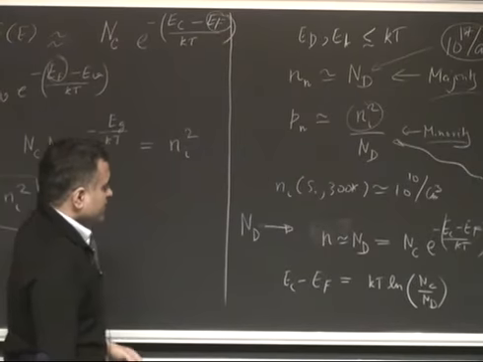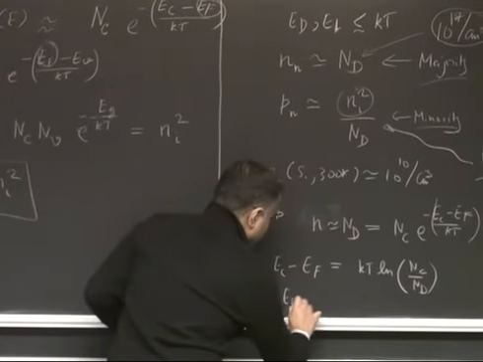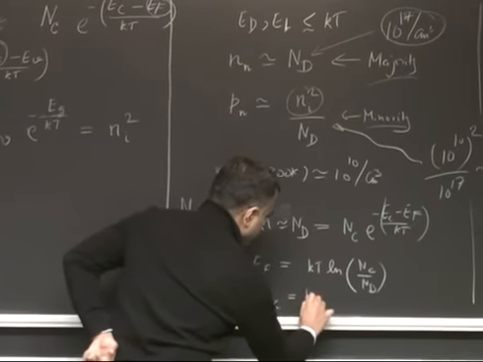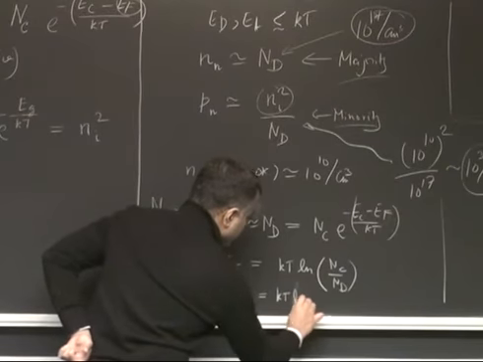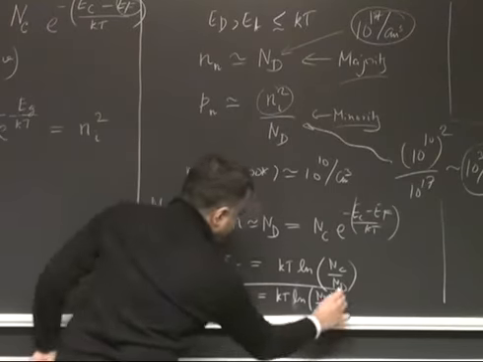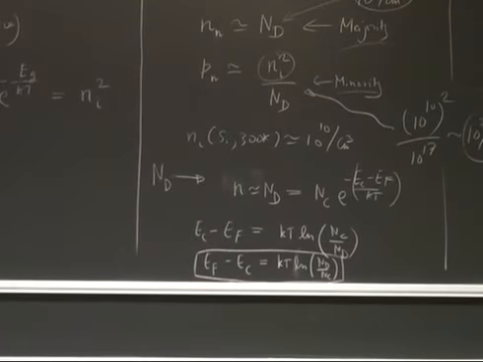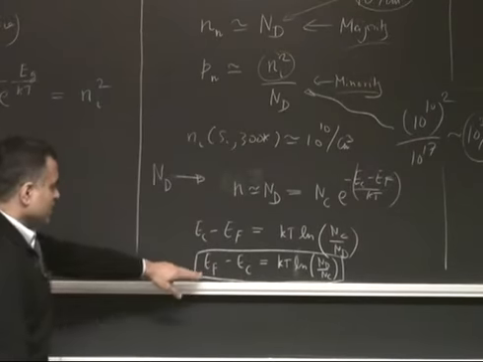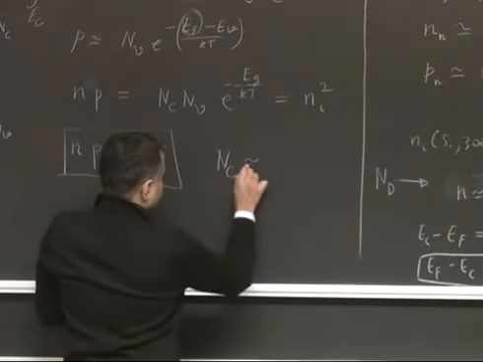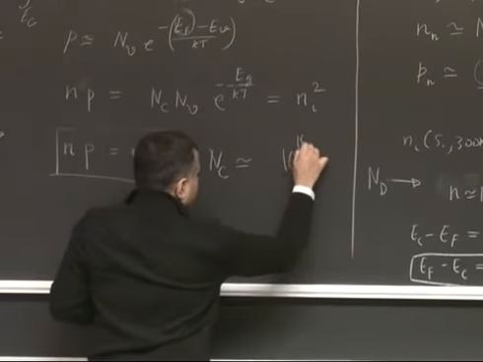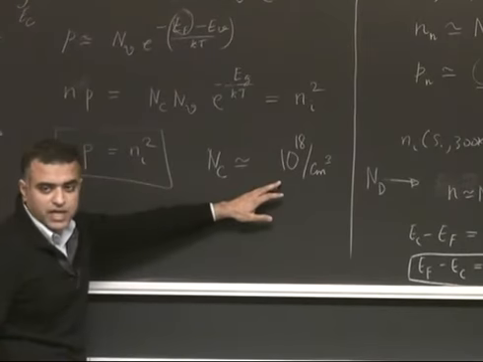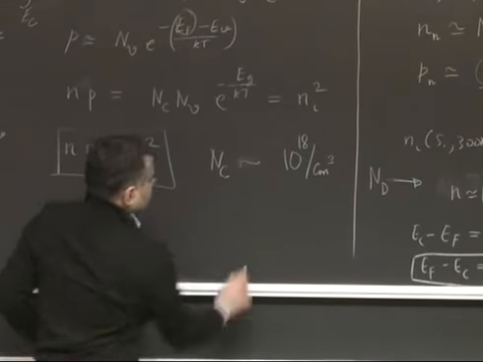Maybe a better way to remember this is that the Fermi level minus EC is KT times natural log of ND over NC. Depending on how you think about it, this is a little easier to remember what's going on. The NC, the effective conduction band edge density of states, is of the order of 10 to the power 18 per centimeter cube. Could be 2 times, could be 3 times, depending on the effective mass, but it is of the order.